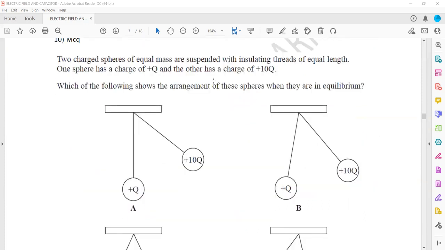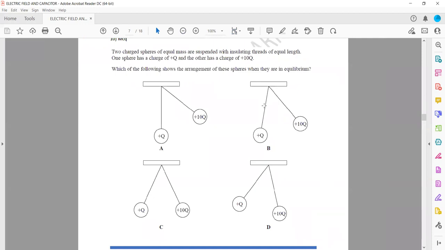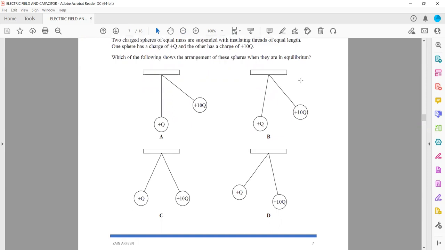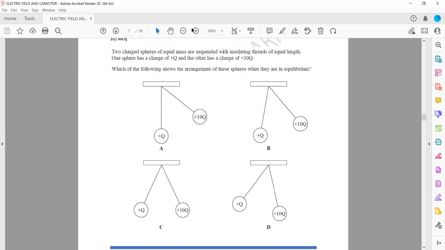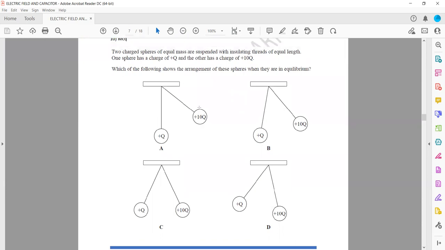And question 10: two charged spheres which have an equal mass and are hung with insulating threads of equal length. One sphere has a charge Q, another one has 10Q. Look, they have equal mass, and according to Coulomb's law, if a 10 newton force is applied on charge 1, the same 10 newton force will be applied on charge 2. Like if two charges are placed, they might be identical, they might be different. Like this is 3 coulomb, this is 7 coulomb. Say the resultant force is 100 newtons. So if 100 newtons on this charge, the same 100 newtons on the other charge.